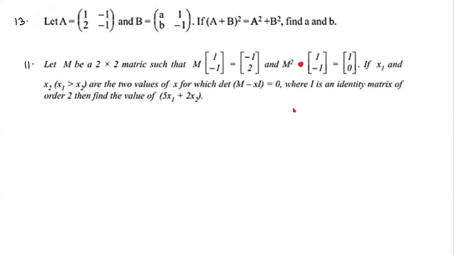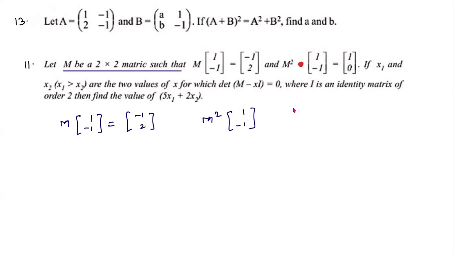So, here they are saying that M is a 2 cross 2 matrix. When M is multiplied with (1, minus 1), the answer is (minus 1, 2). When M square is multiplied with (1, minus 1), the answer is (1, 0). Correct? So you need to find M. That's the first question. Then everything we can solve.